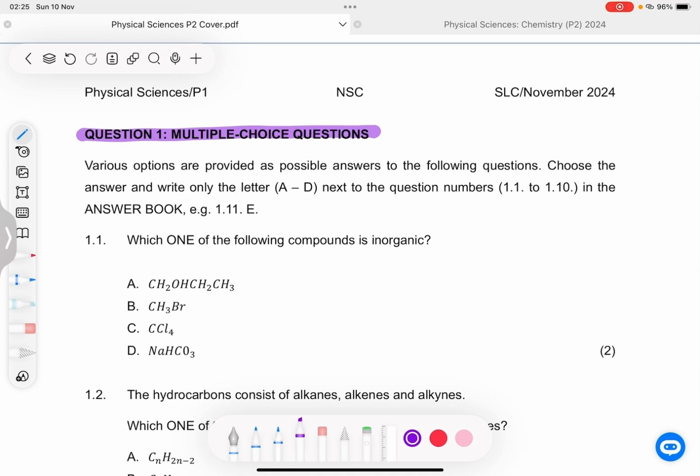Choose the answer and write only the letter A to D next to the question numbers 1.1 to 1.10 in the answer book. Then there's an example there where they say 1.11 and then they write E there. This is just to show you how you should write your answers. They're saying that you shouldn't write the statements. You only write the letter that is provided.